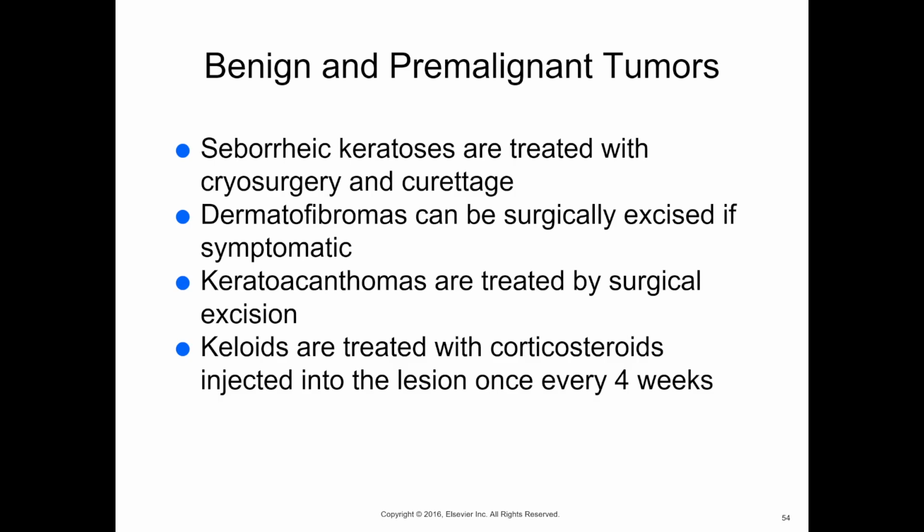So treatment of these: seborrheic keratoses are treated with cryosurgery and curettage, basically meaning they either freeze it off or kind of cut it away. Dermatofibromas, they will surgically excise them if they are a symptomatic problem. Keratoacanthomas are treated by surgical excisions, and keloids are treated with corticosteroid injected directly into the lesion to essentially help reduce inflammation and kill it off in a way.